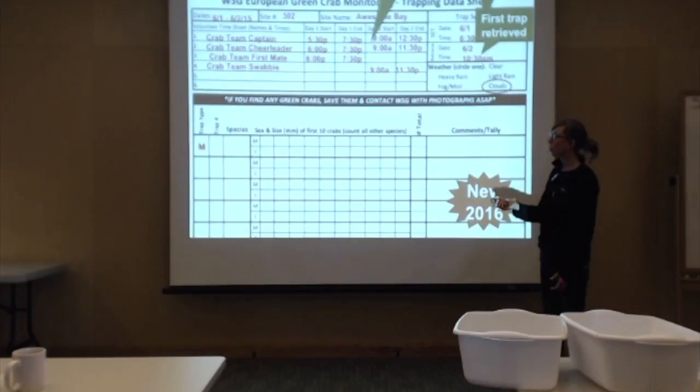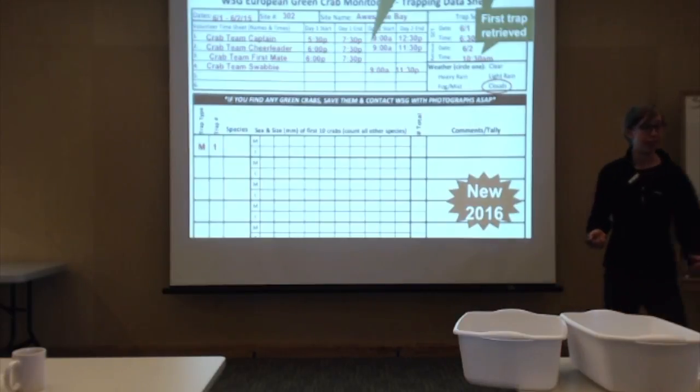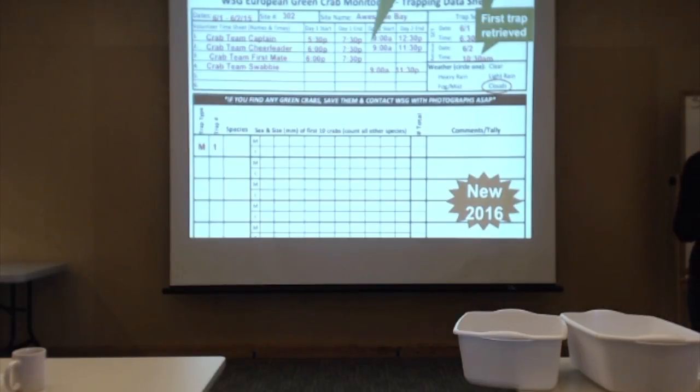So the first thing you record is what type of trap it is, minnow or Fukui, and what number the trap is. This is the area where it should match up with whatever you've taken a photo of on the photo card. So this is minnow trap 1. If it were this card, it would be minnow trap 2.